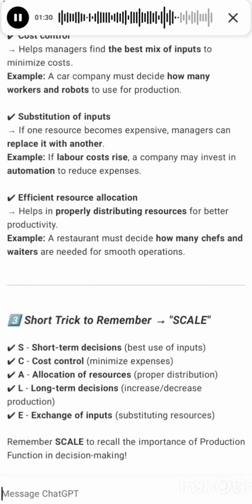SCALE. S, short-term decisions, best use of inputs. C, cost control, minimize expenses. A, allocation of resources, proper distribution. L, long-term decisions, increase-decrease production. E, exchange of inputs, substituting resources. Remember SCALE to recall the importance of production function in decision-making.